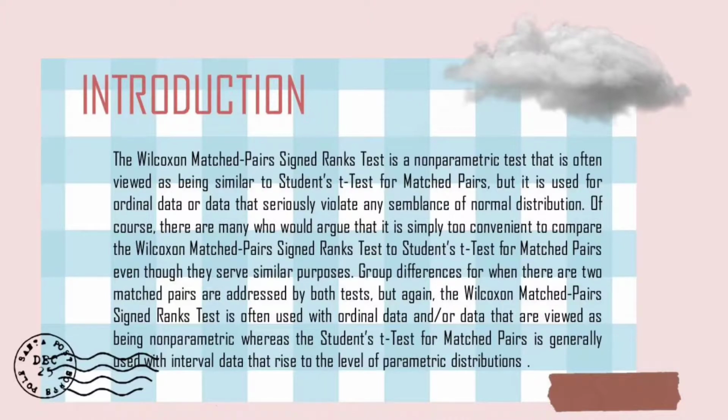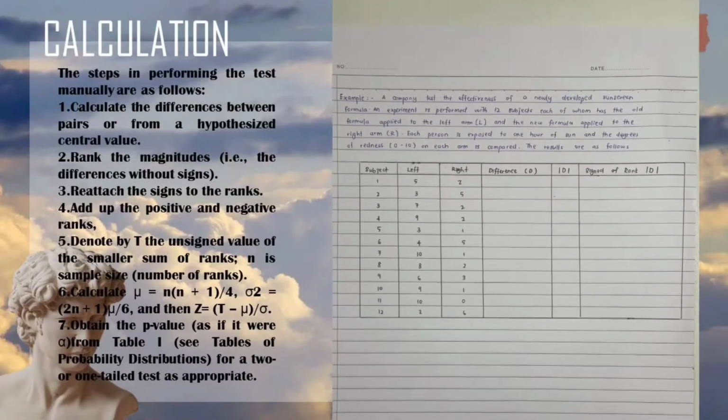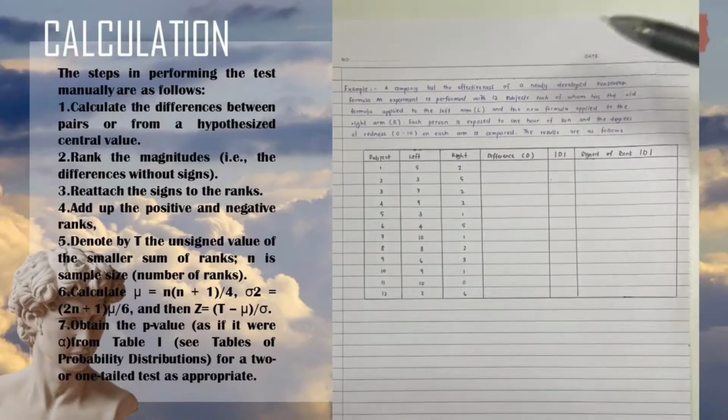But again, the Wilcoxon matched pair signed rank test is often used with ordinal data or data that are viewed as being non-parametric, whereas the Student t-test for matched pairs is generally used with interval data that rise to the level of parametric distributions. Today, I'm going to show how to solve a non-parametric test for paired data, called the Wilcoxon signed rank test. Okay, so let's move on to the example.